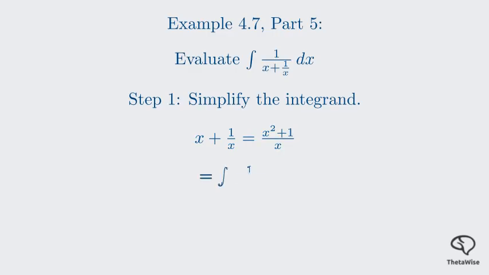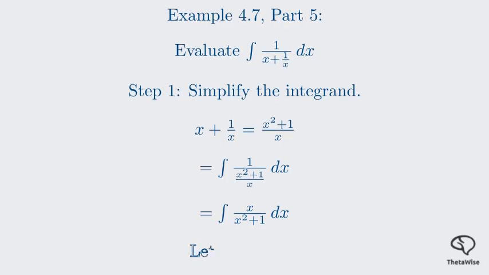Now we have a fraction inside a fraction. We can rewrite this by multiplying by the reciprocal of the denominator. Our integral becomes the integral of x divided by x squared plus 1 dx. Now this looks like the form f prime over f. We can make a substitution. Let's choose u to be the denominator, x squared plus 1.